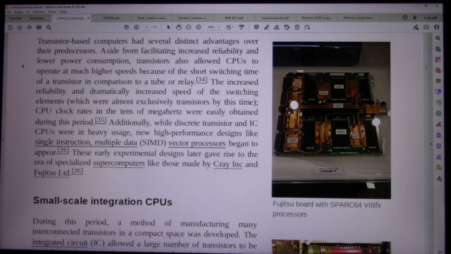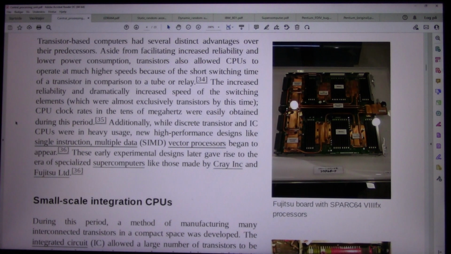The increased reliability and dramatically increased speed of the switching elements, which were almost exclusively transistors by this time. CPU clock rates in the tens of megahertz were easily obtained during this period.